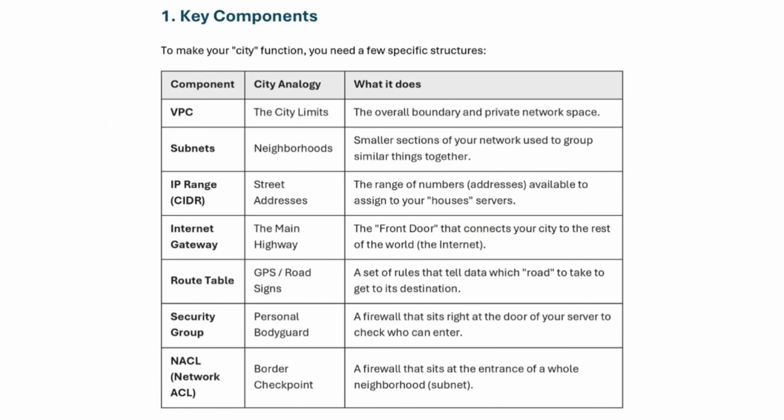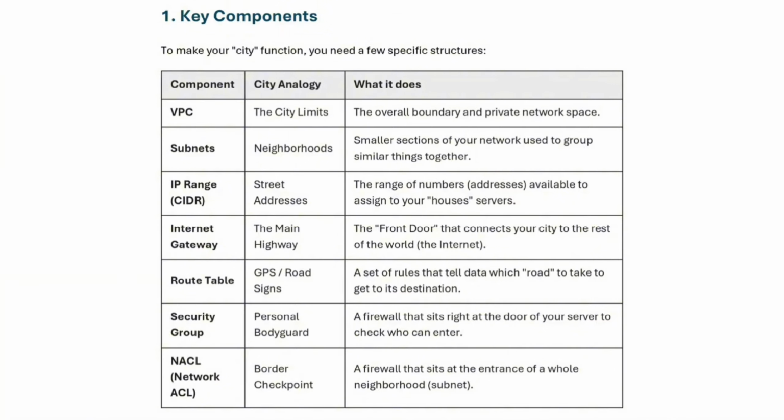What are key components of VPC? VPC is like the city limits: the overall boundary and private network space. Subnets are like neighborhoods, smaller sections of your network used to group similar things together. IP range or CIDR notation is like street addresses, the range of addresses available to assign to your houses, the servers. Internet gateway is like the main highway, the front door that connects your city to the rest of the world, the internet. Route tables are like the GPS or road signs, a set of rules that tells data which road to take to get to its destination.